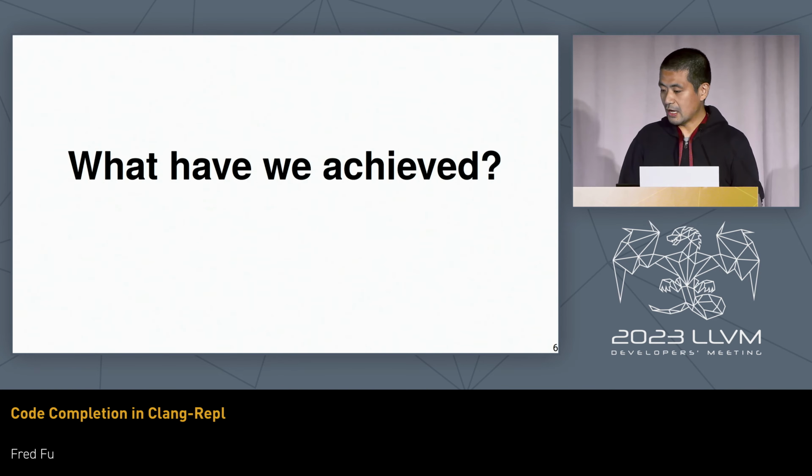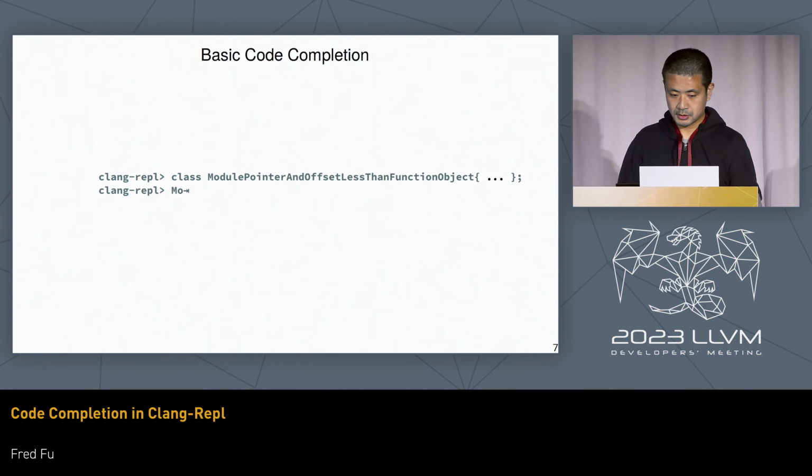So what have we achieved in this project? When LLVM 18 is released, we'll be able to complete a rather long class name when you want to create an instance of it. For example, here you have the class from LLDB called module pointer and offset less than function pointer. You can simply type mo and then hit tab. Then you get the rest completed.